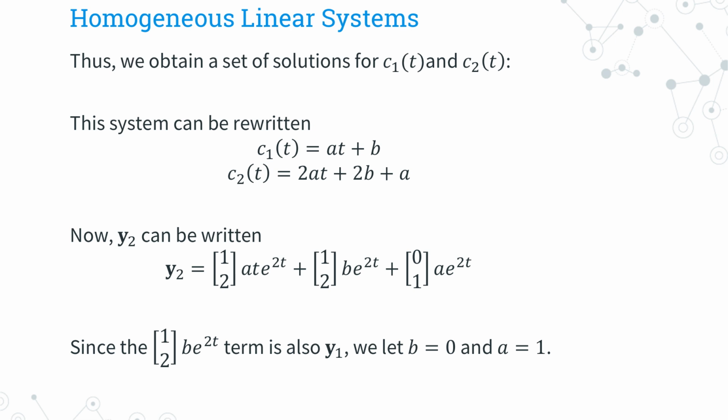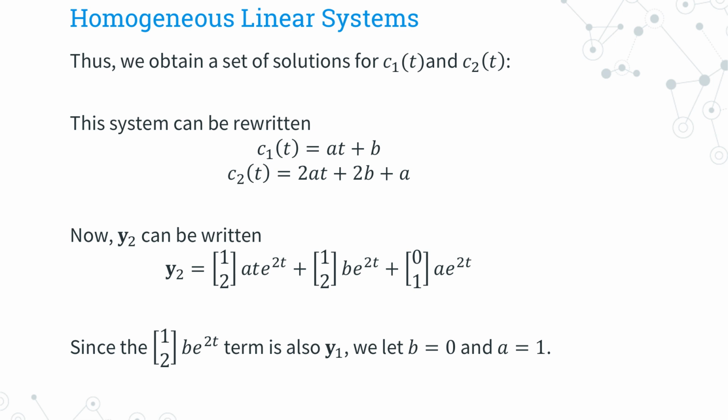That system is written as c1 of t is at plus b, and c2 of t is 2at plus 2b plus a. And so we can now rewrite y2 as the vector 1, 2 times at e to the 2t, plus 1, 2 times b e to the 2t, plus 0, 1, a e to the 2t.